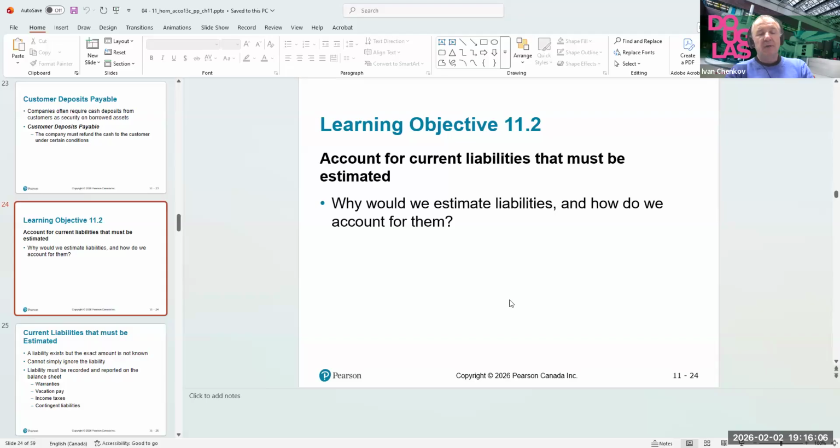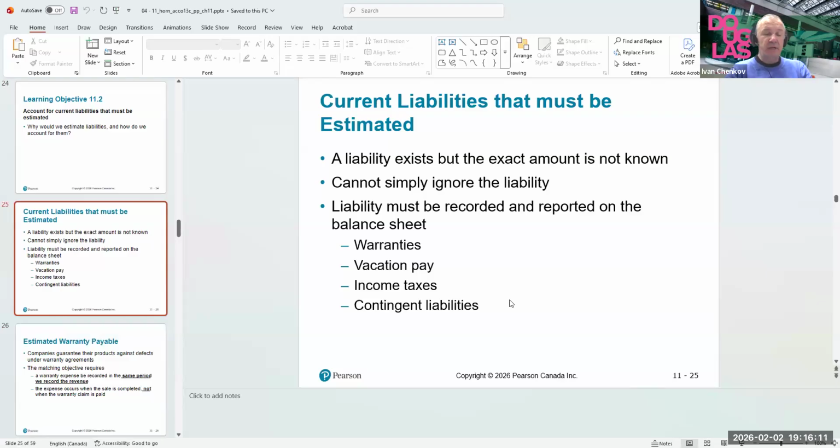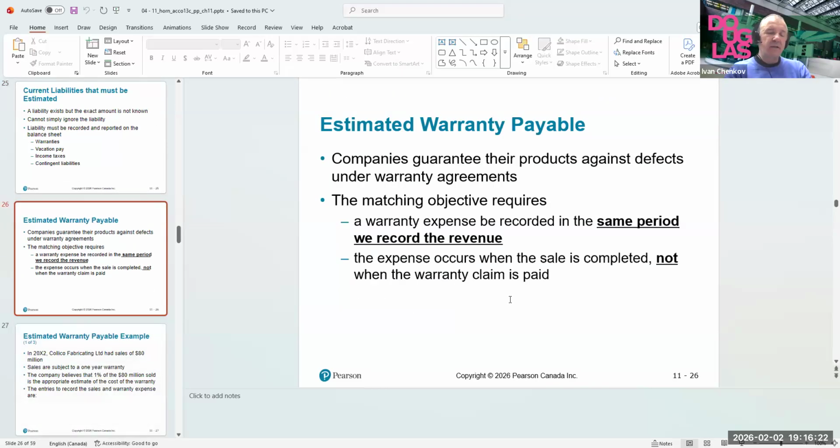Let's see how we're going to estimate some of the current liabilities. Some of the current liabilities have to be estimated. Those will be warranty payable, vacation payable, income tax, and contingent liabilities. For the warranty payable, I can clearly tell you even right now that there will be a question on the midterm, and probably I'm going to go for it in the final exam as well, which is going to come from the warranty. I like warranties. It's easy for you to make a mistake, so it's examinable.